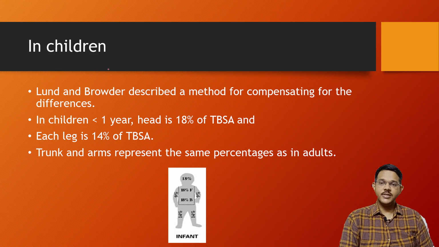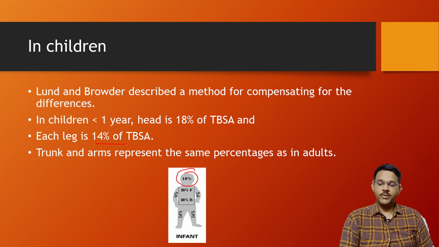In children, since the head surface area is comparatively more, Lund and Browder described a method for compensating for the difference. In children less than 1 year of age, the head is 18%, compared to adults, in whom it is only 9%.